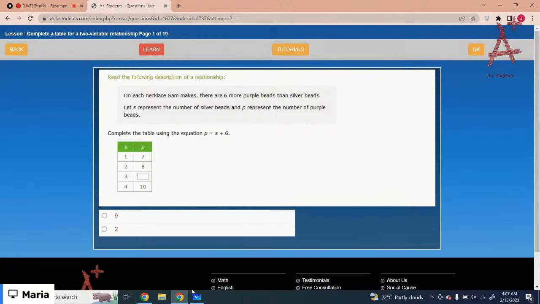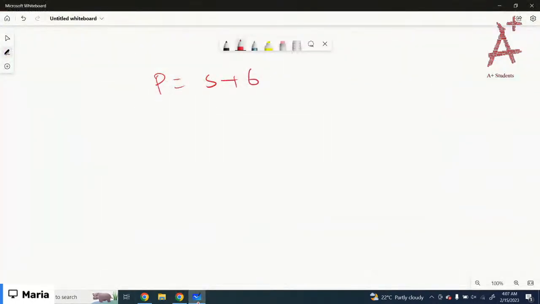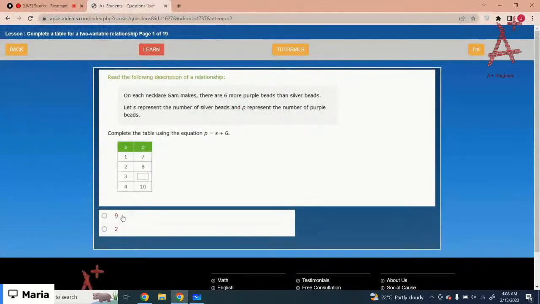So just replace the S with the value, that is 3. So it would be 3 plus 6. That means the missing value is 6 plus 3 equals 9. Got it? So the correct option is 9. The missing value is 9. Got it? So the correct option is 9.